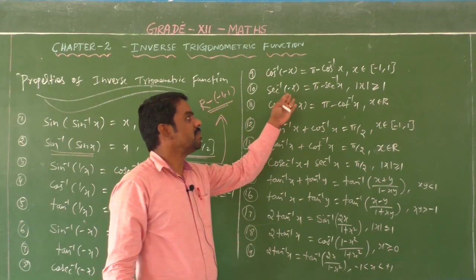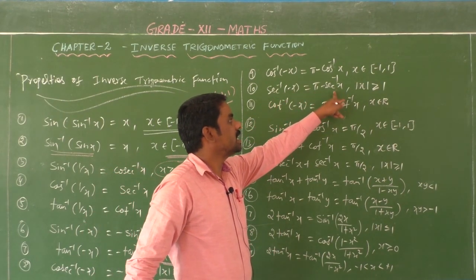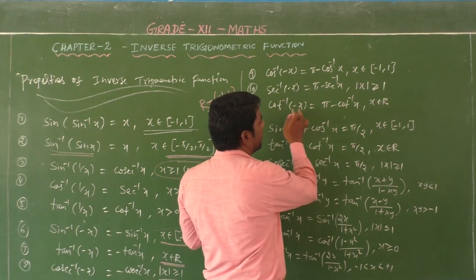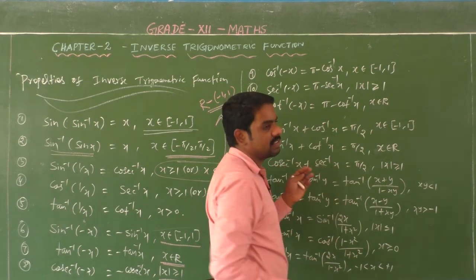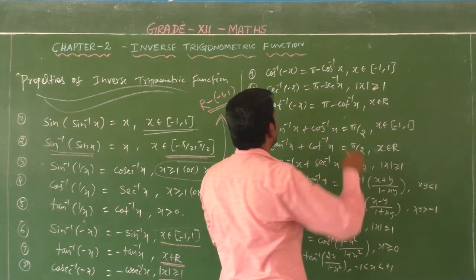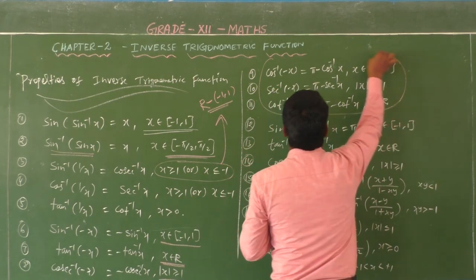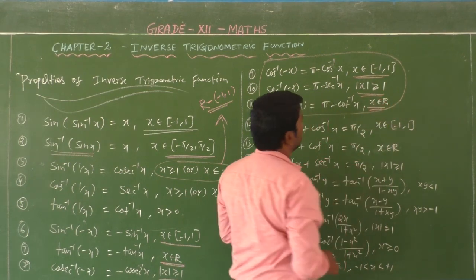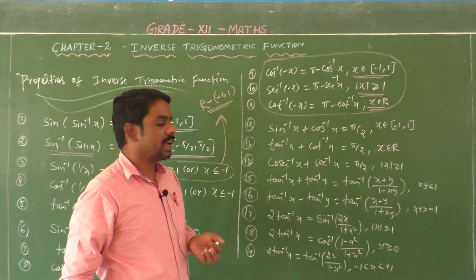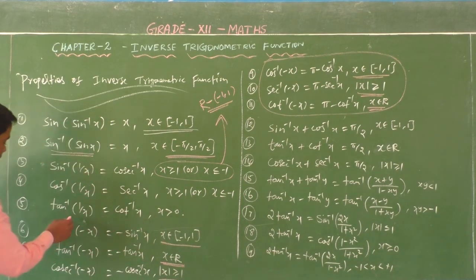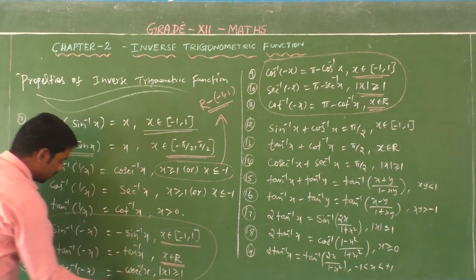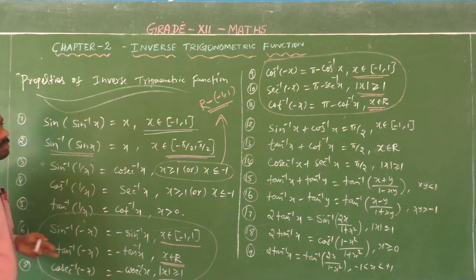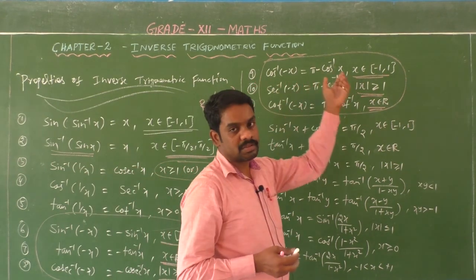Similarly, secant inverse of minus x equals pi minus secant inverse x, where modulus x is greater than or equal to 1, and only one different, cot inverse of minus x is equal to pi minus cot inverse x, for all x belonging to R. So these three formulas are the same as the earlier three formulas, but the domains are different. Sin inverse of minus x is minus of the function, but here it is pi minus the function. Okay, right.